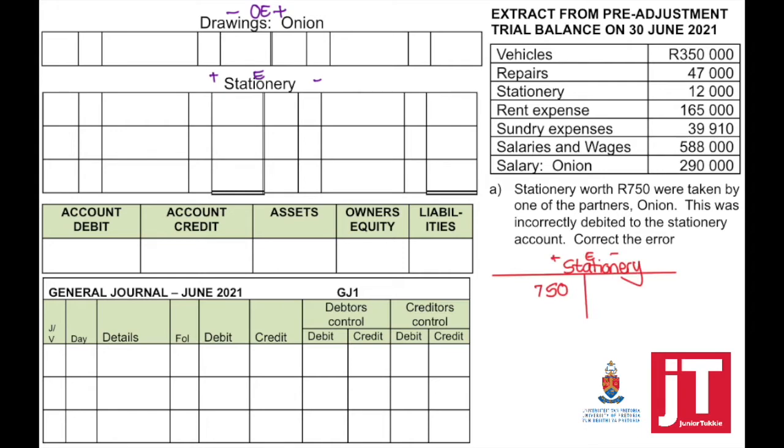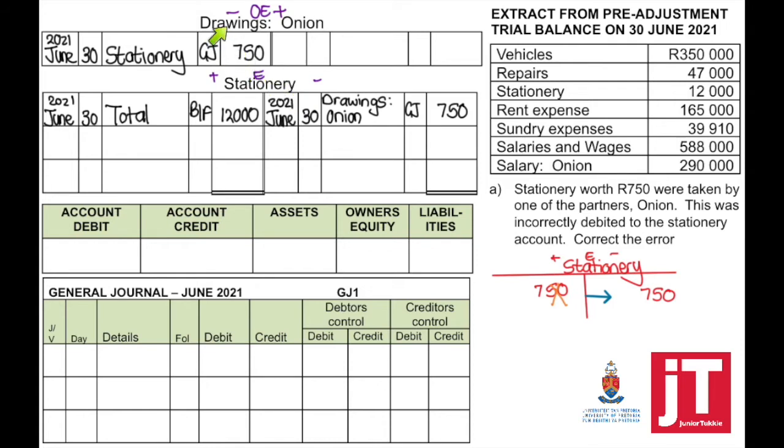So if we look at drawings and stationery, drawings is an owner's equity account, minus plus. There was no balance brought down from the pre-adjustment trial balance. If we look at stationery, it's an expense. So from the pre-adjustment trial balance, the total brought forward will appear on the debit side. So what happened with stationery? They've incorrectly debited stationery with 750. That means that must be taken out. And to take it out, stationery will need to be credited so that the correct account can be debited, which is drawings.